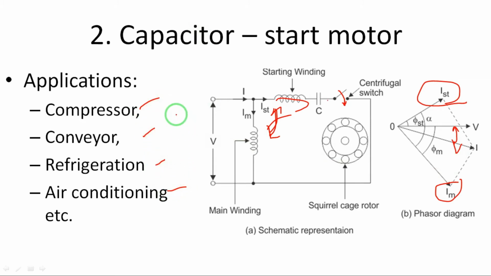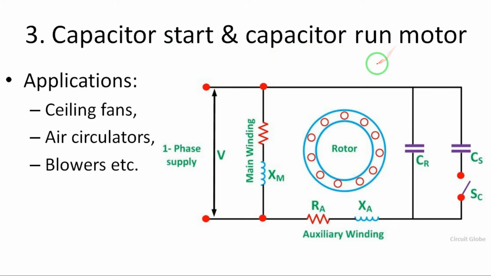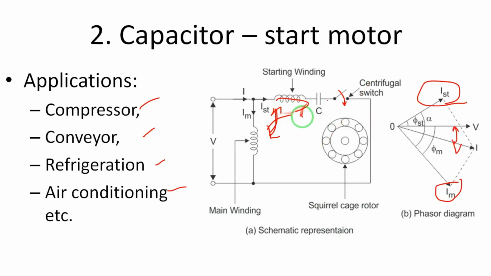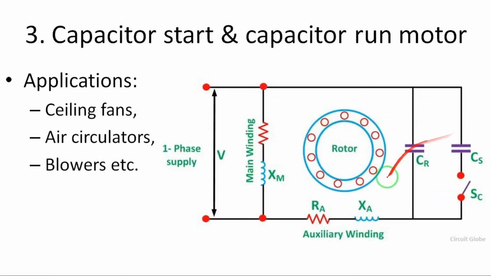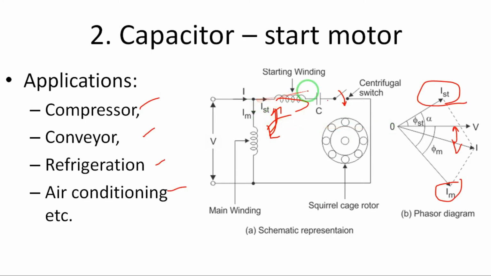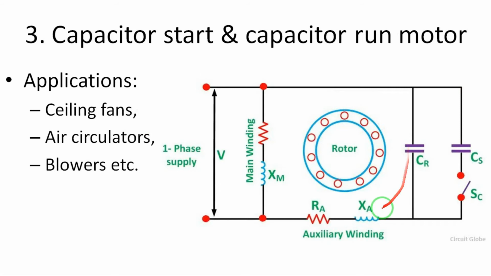Coming to another type, the first was the capacitor start motor, and the third is the capacitor start capacitor run motor. Simply connect a permanent capacitor in parallel to the capacitor and centrifugal switch. So it is very easy. One permanent capacitor is connected across the temporary capacitor and temporary switch. That is called the capacitor start capacitor run motor.